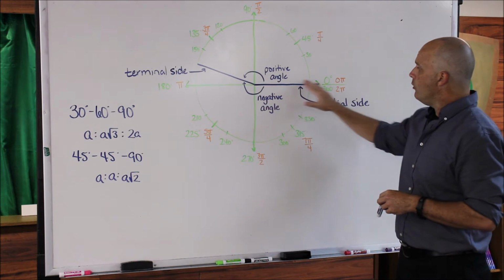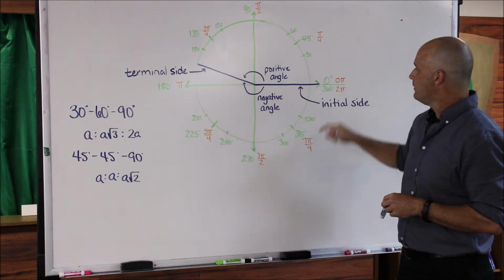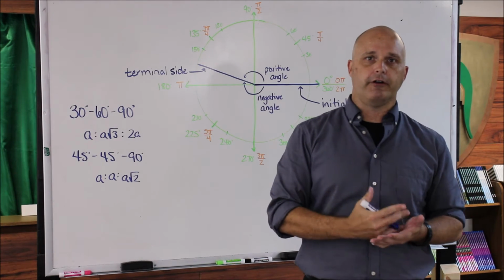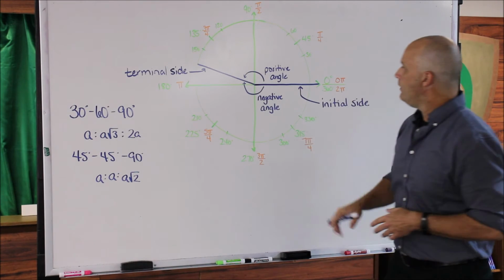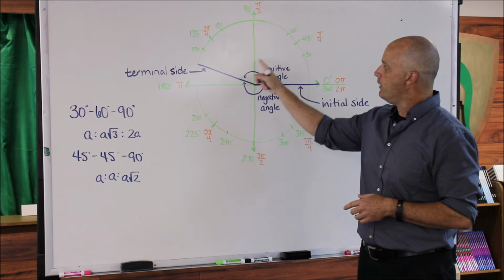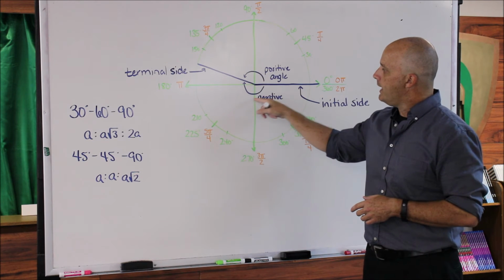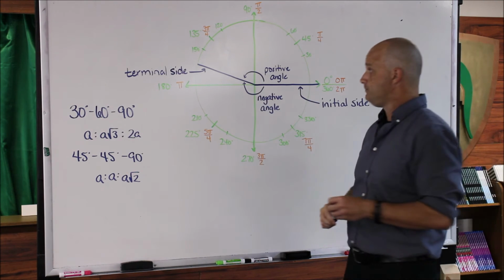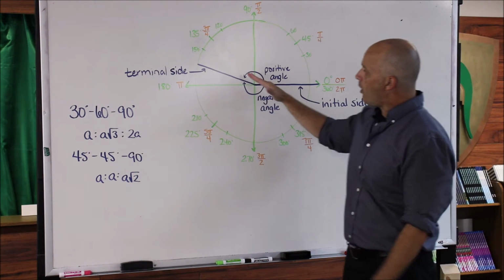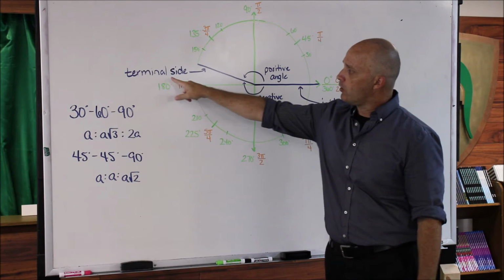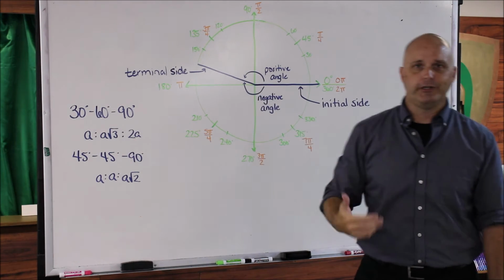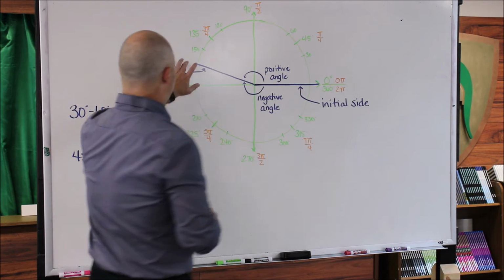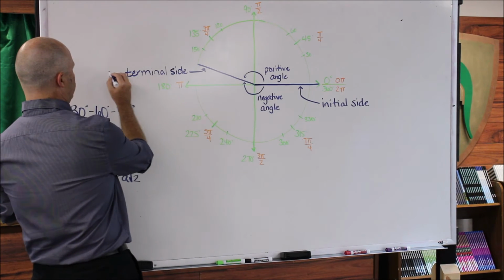First off, along the positive x-axis, we've got something that we call the initial side. This is where our angles are going to start on the unit circle. And then we can either have a positive angle by going counterclockwise, or we can have a negative angle by going clockwise around the circle. Wherever our second side is, what we're going to call the terminal side, that's going to determine what kind of degree measure we've got. So let's say that this one just happens to be 160 degrees.